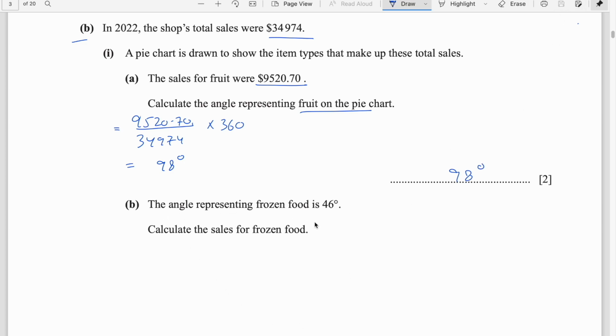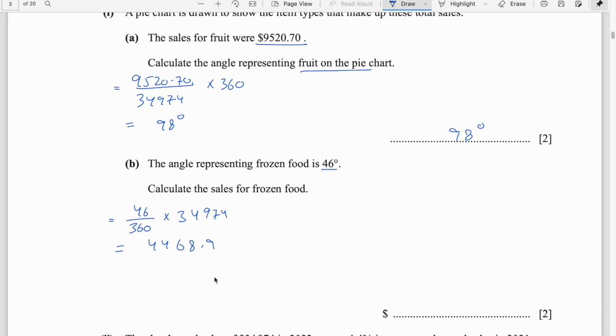The angle representing frozen food is 46 degrees. Calculate the sales. So this is 46 degrees out of 360, and the total sales were 34974. Use your calculator to get an answer of 4468.9.